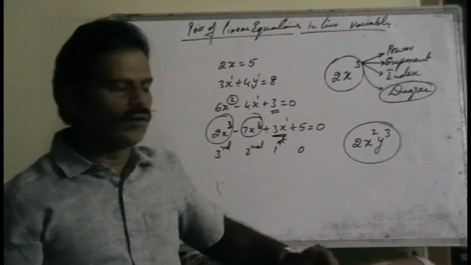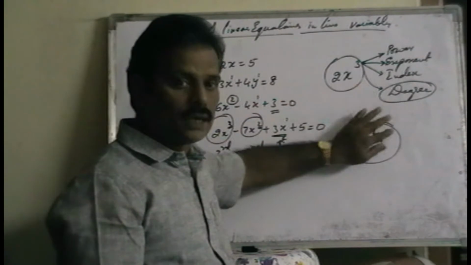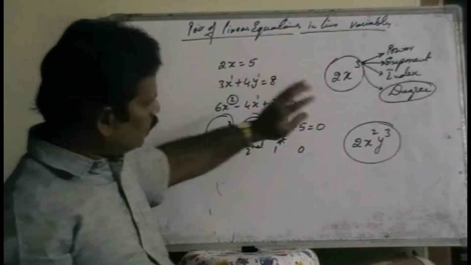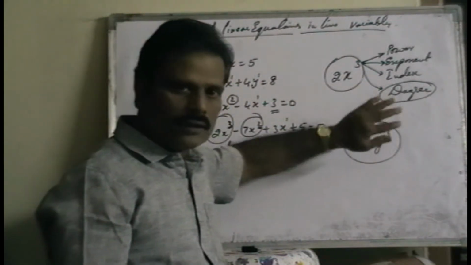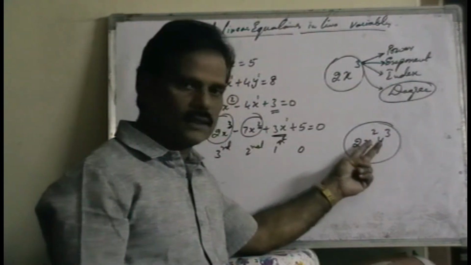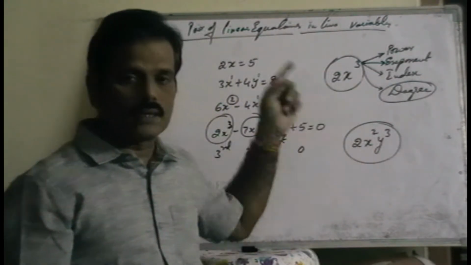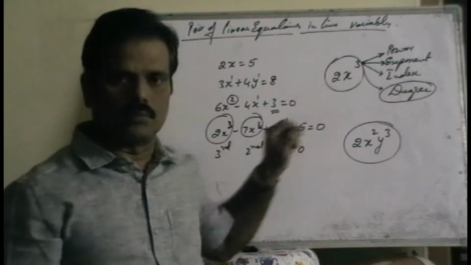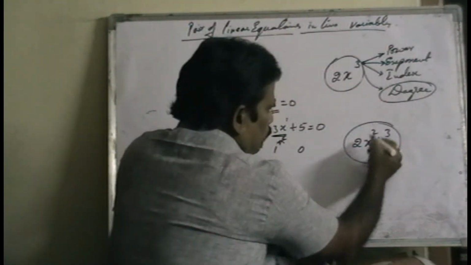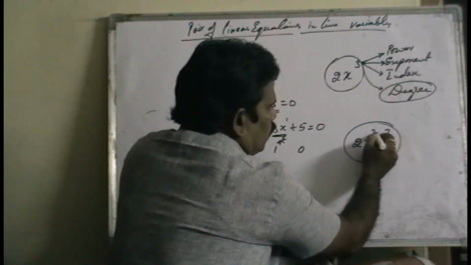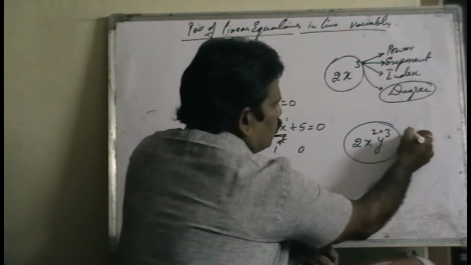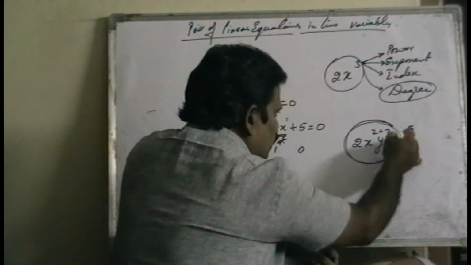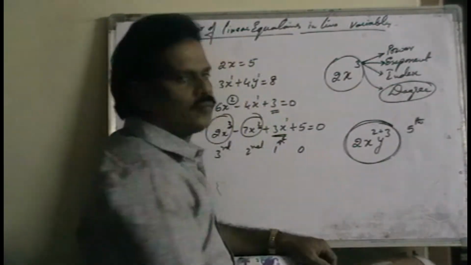Right? So in a term, not in an equation, in a term, it is only one term. In this term, if there are two variables, then the sum of the exponents of the variables is called the degree of the term. Sum of the exponents: x power 2, y power 3. Now 2 plus 3, how much? 5. So the complete term is a fifth degree term.